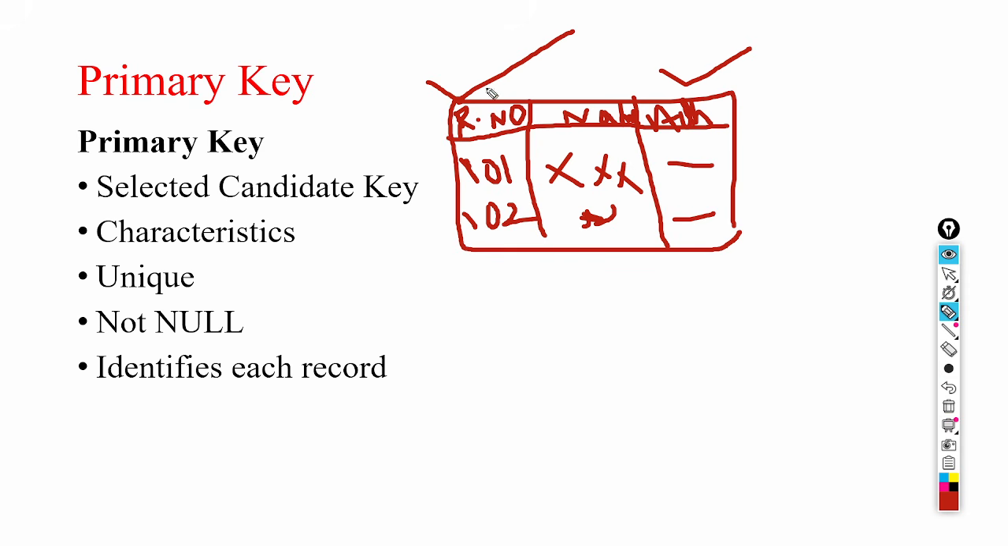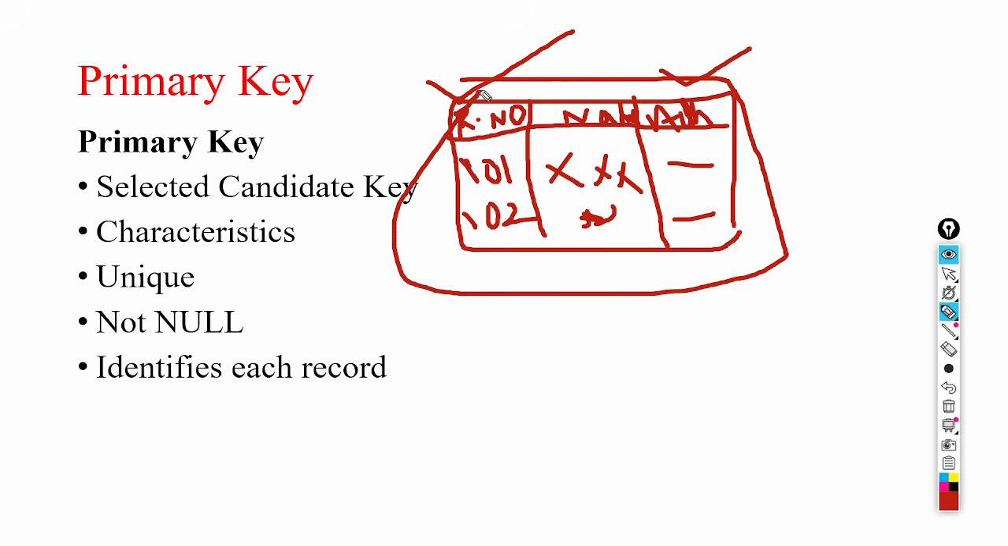So when multiple candidate keys are available in one table, one candidate key is selected as the primary key. Between the two candidate keys, you can select any one as the primary key. Every record should have a unique primary key value, and no two records can share the same primary key. So you can take roll number as the primary key, and then the Aadhaar number is a candidate key. If you take the Aadhaar number as the primary key, the roll number is a candidate key.